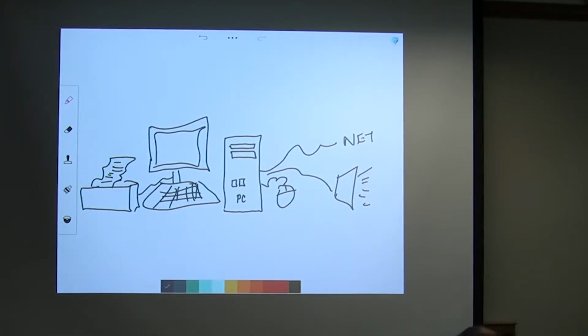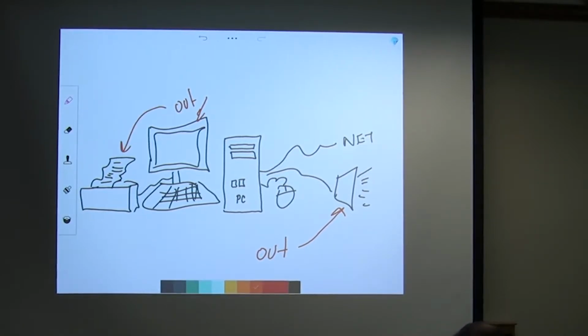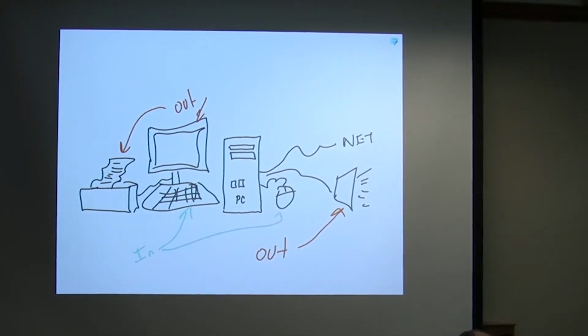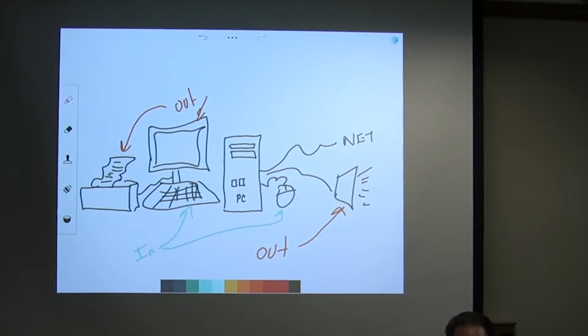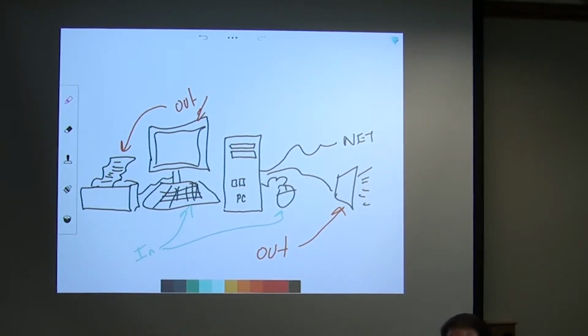Okay, so let's do this. I should have probably changed colors for ins and outs, but we'll do our outputs here, and maybe we'll do inputs. Okay, network's kind of a unique thing though, isn't it? It goes both ways. It's kind of bi-directional.